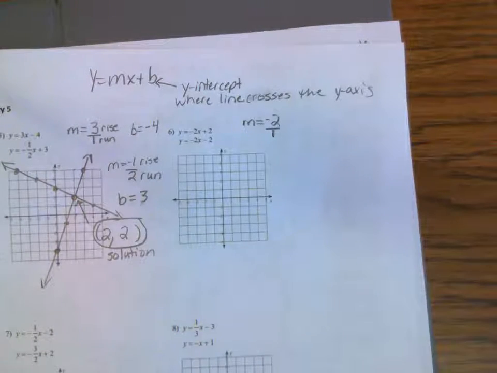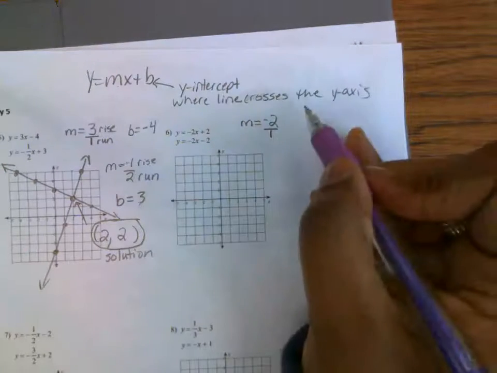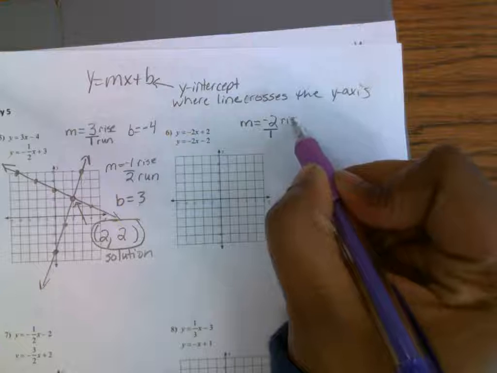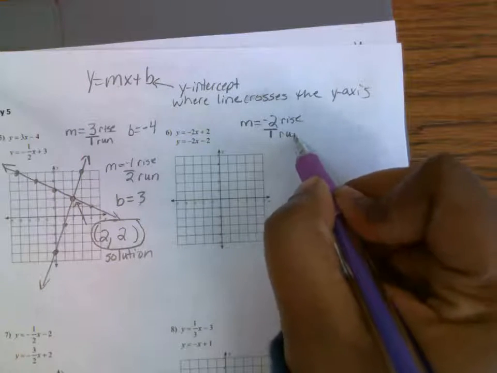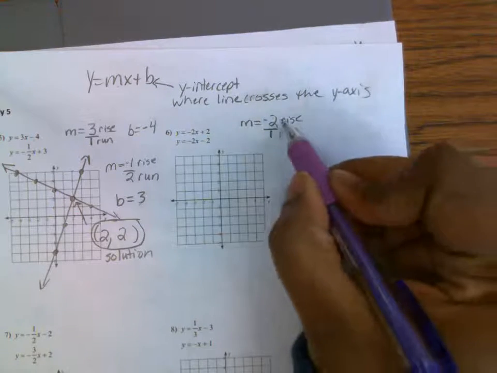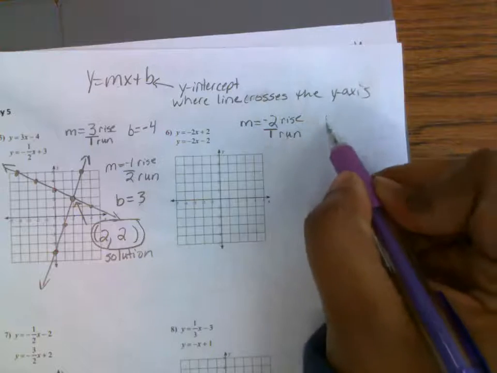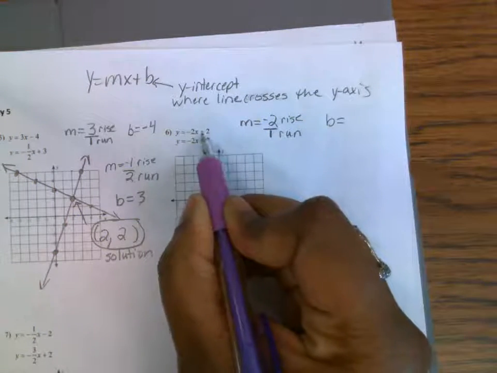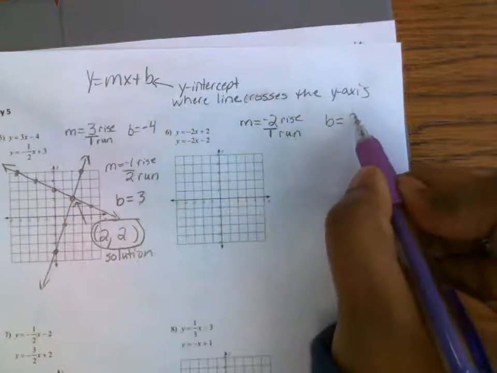I'm going to pause real quick because there's a question in the chat. So here you got rise over run. So glad you understand, Madeline. You got rise over run. And you got your B here is +2.